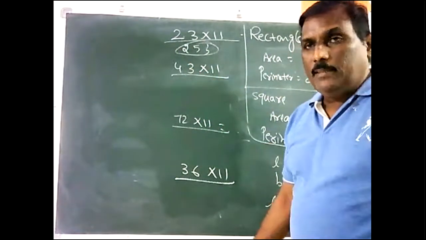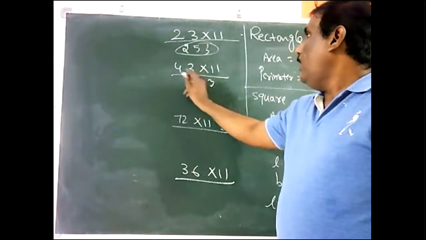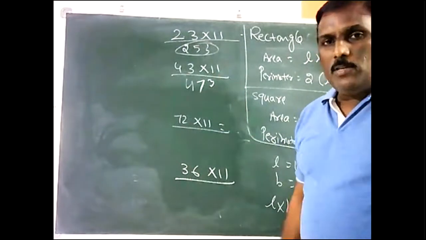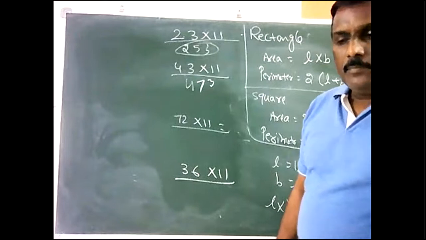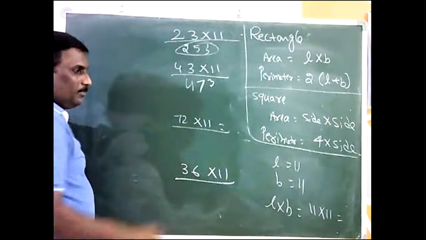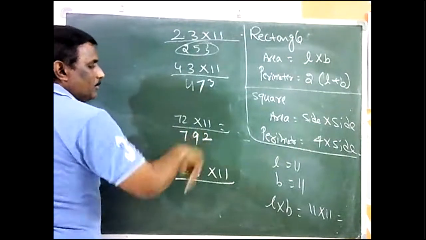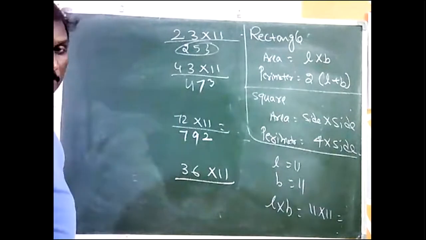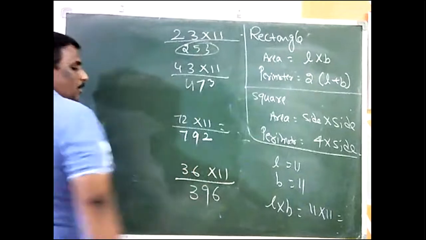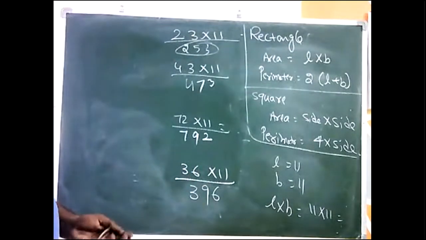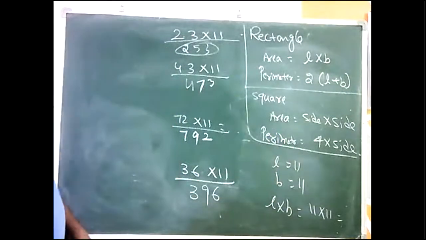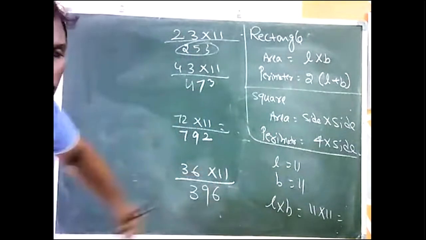What is 43 into 11? 4, 3, 4 plus 3, 7. That's the answer. Now what about 72 into 11? What is the answer? 792. Yes. What about 36 into 11? 396. Just write the same number with the total in between. 11 means 1, 1, 1 plus 1, 2. So this is an easy trick to multiply with 11.